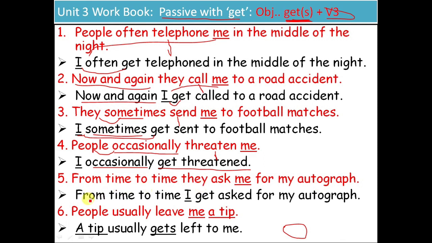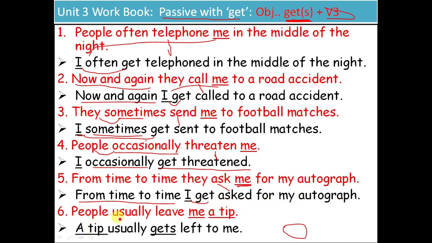Similarly, from time to time they ask me for my autograph. So let's see here. From time to time is given at the beginning, so keep it at the beginning of the passive sentence. From time to time, now bring the object into the position of subject. Here the object is me, therefore I get, and then V3 ask, asked, for my autograph. From time to time I get asked for my autograph.